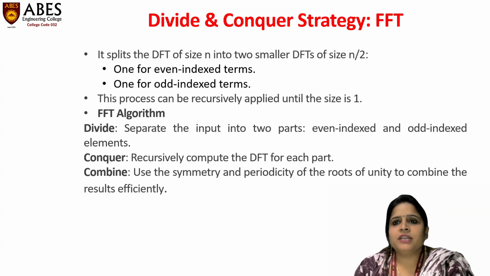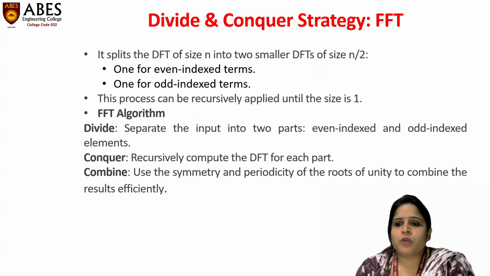First we'll discuss the divide and conquer strategies of fast Fourier transform. The fast Fourier transform basically divides the size n DFT problem into problems of size n by 2. For dividing the size n problem into n by 2, we use two factors, one for even index terms and one for odd index terms. This process can be recursively applied until the size of the problem is 1.